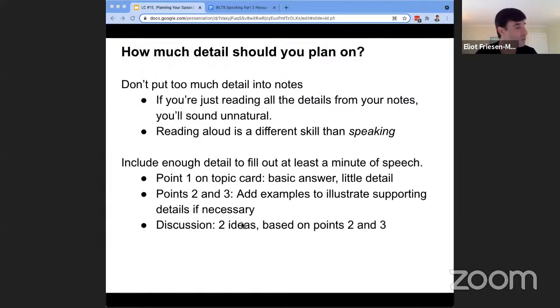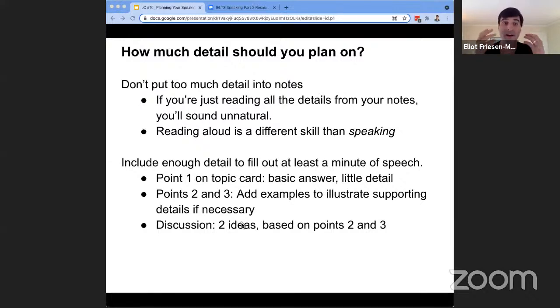Also, you do not want to be reading anything during this time, okay? You don't want to be writing out full sentences in your notes, and don't practice that way. You don't want to do that. You also don't want to be reading exactly the language from the topic card either. You need to be paraphrasing language in your response, right? So reading from notes or a topic card is not what we want.